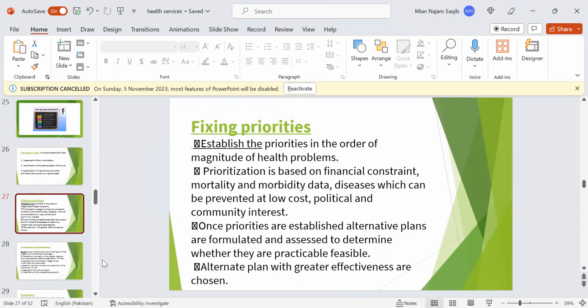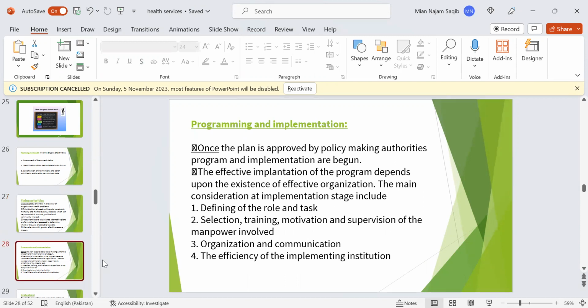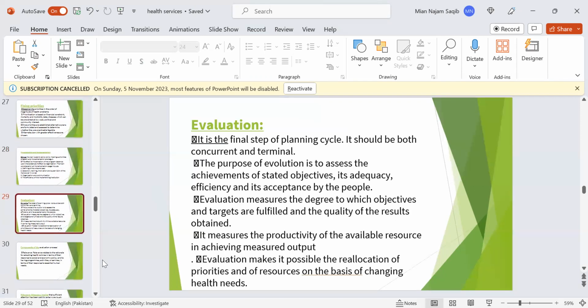The alternate plan with greater effectiveness is chosen. Programming and implementation: once the plan is approved by the policy making authorities, that's when implementation begins. Effective implementation of a program depends upon the existence of effective organization. The main considerations in the implementation stage include definition of the role and task, selection, training, motivation, and supervision of manpower involved, organization and communication, and efficiency of the implementing institution.